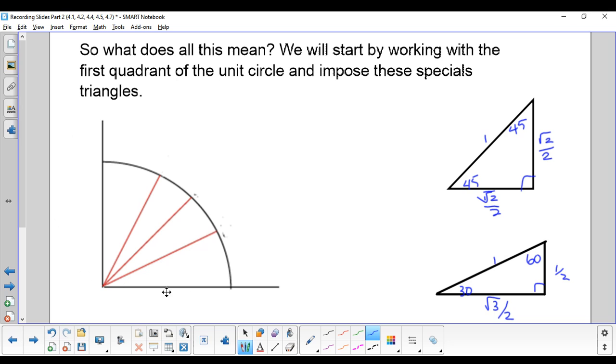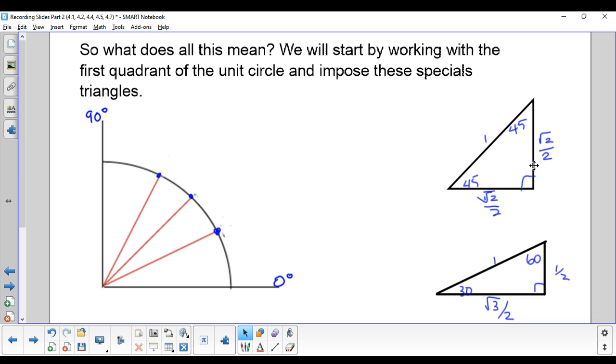So I've drawn here our first quadrant of our unit circle. I've also marked a few key spots. Now recall that if I am horizontally just coming straight across, I would be at 0 degrees. If I've rotated a quarter of a turn up, I am now at 90 degrees. What are these measurements in between? Well, these measurements are going to be connected to our special right triangles that we just created.